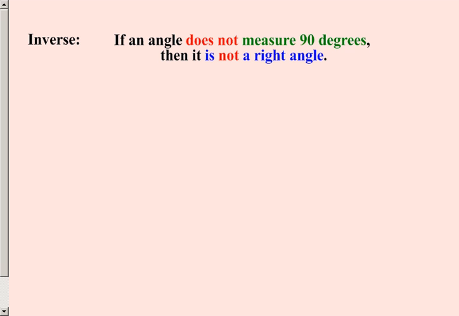Just reverse the meaning. Okay, so let's have a look at the truth of it. If an angle does not measure 90 degrees, then it is not a right angle. And that is absolutely the truth. It must measure 90 degrees if it's going to be a right angle. So if it doesn't measure 90, it's not going to be a right angle. So our inverse as well is always true.